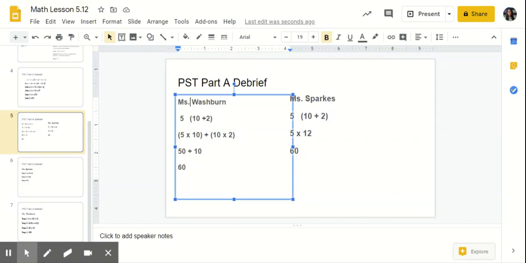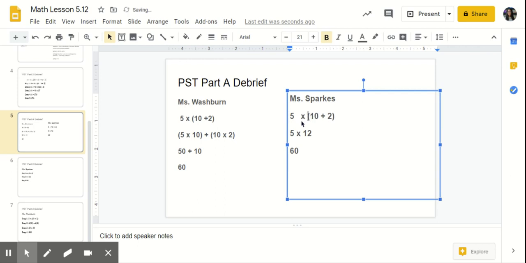So Ms. Washburn and Ms. Sparks both had the task of solving the expression 5, open parentheses, 10 plus 2, close parentheses. So first thing we need to know here is that anytime you have an expression that looks like this, where you don't have an operation in between a number and the parentheses, you can automatically assume that you are multiplying. So to make things easier for myself, I'm just going to add that multiplication sign.